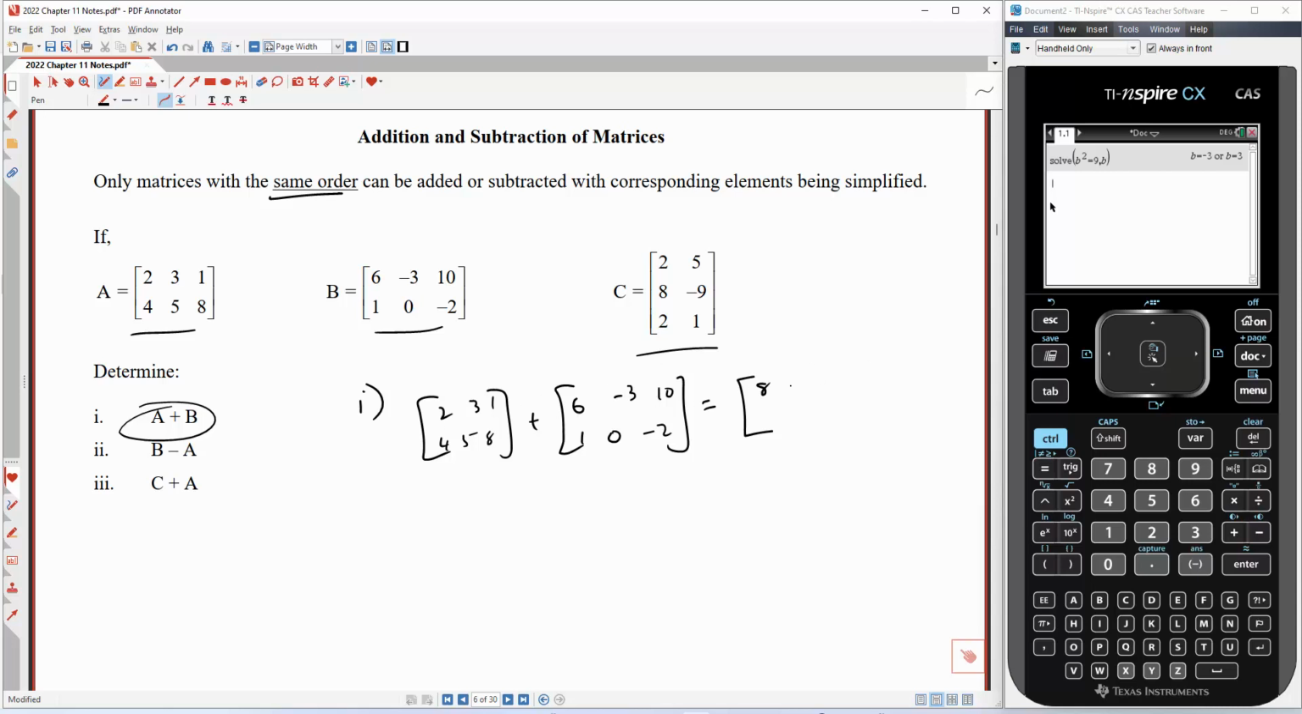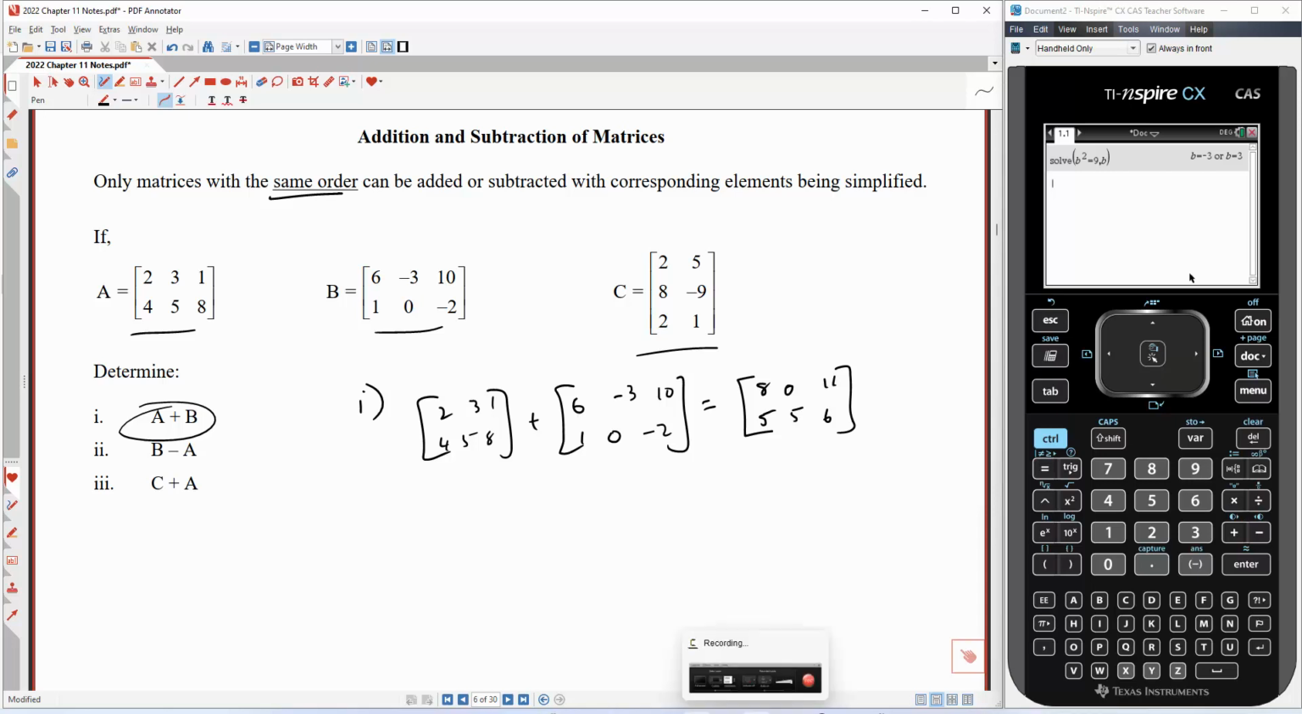3 and -3 is 0. 1 and 10 is 11. 4 and 1 is 5. 5 and 0 is 5. 8 and -2 is going to be 6. There it is. Probably a good time to show you how to do this on the calculator.